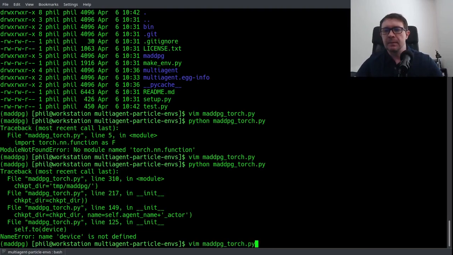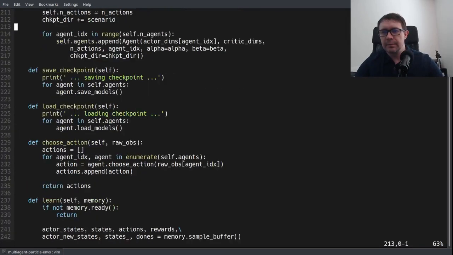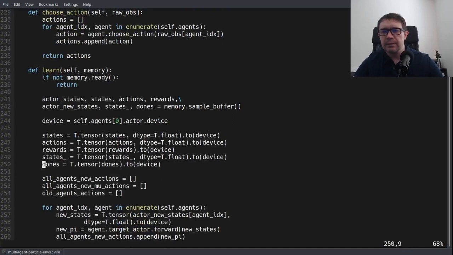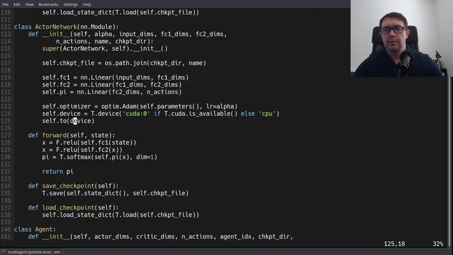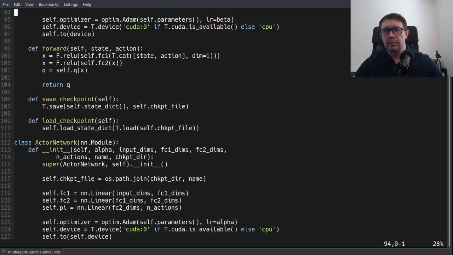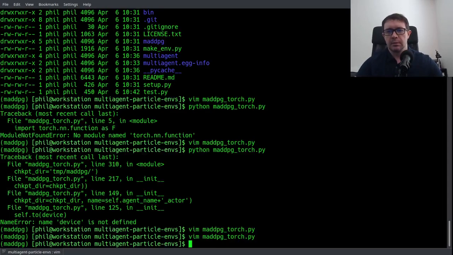Device is not defined. What did I call it? It's down here. Device. Wait a minute. Am I not reading something correctly? That is line... Oh, it should be self.device, line 125, yeah. Self.device. And then, why didn't that... Oh, because I instantiate the actor first. Self.device. There we go.